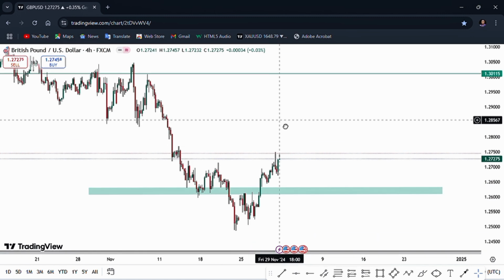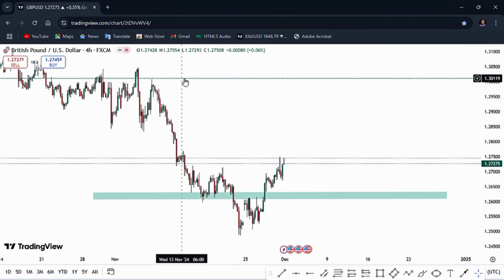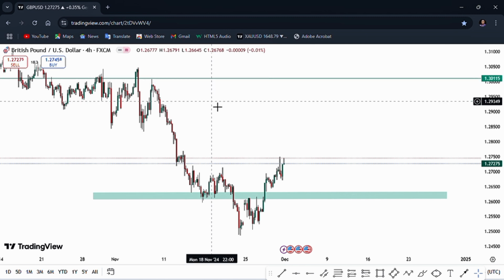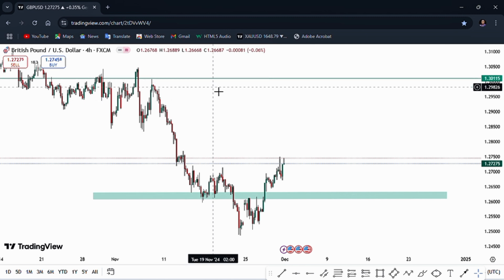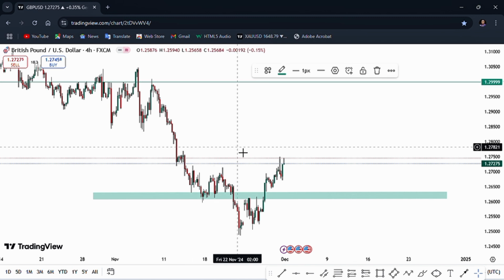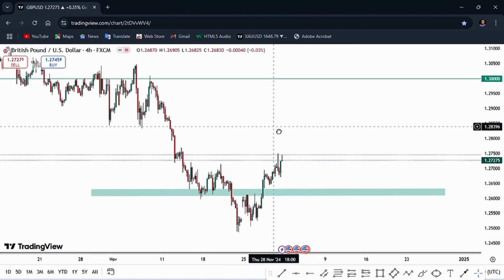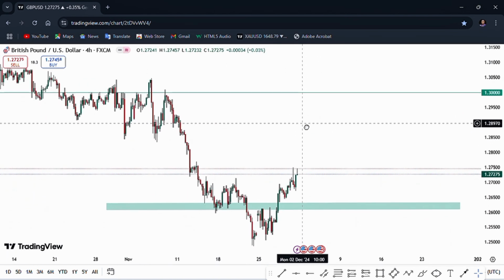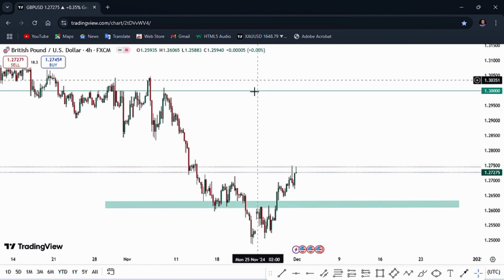And my take profit will be at 1.3000. If I should adjust this, I need my take profit to be at 1.3000. Yeah, that will be my take profit. This particular zone right here, that will be my take profit for this trade.